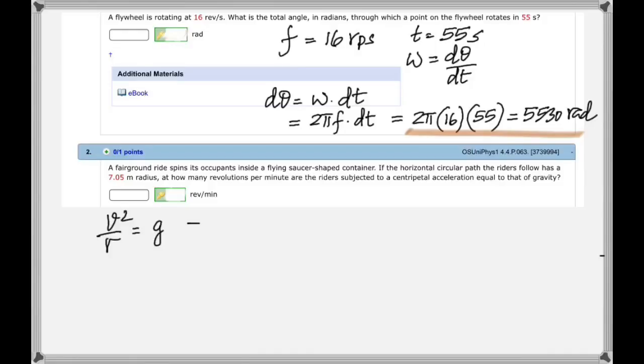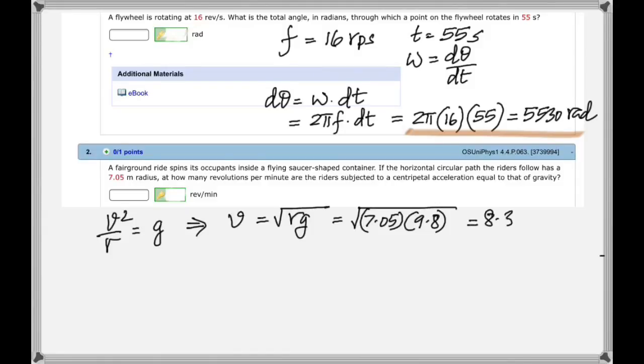In the second question, it's about circular motion. The path has a 7.05 meter radius. At how many revolutions per minute are the riders subjected to a centripetal acceleration equal to that of gravity? The formula for centripetal acceleration is v squared by r, which is equal to g, because it says it should be equal to that of gravity. So rearrange that, substitute, and you would get the velocity.